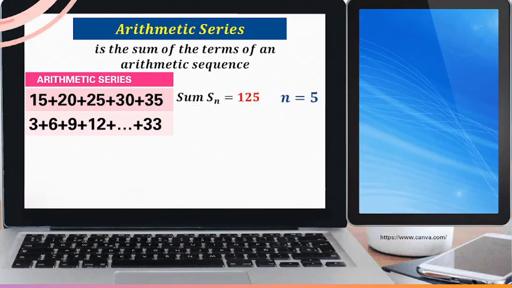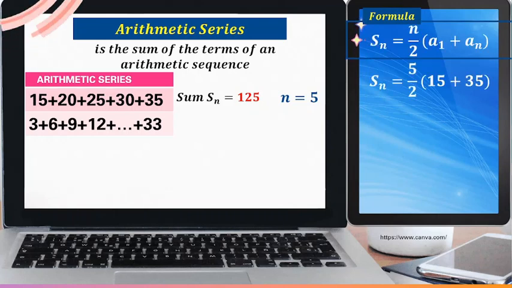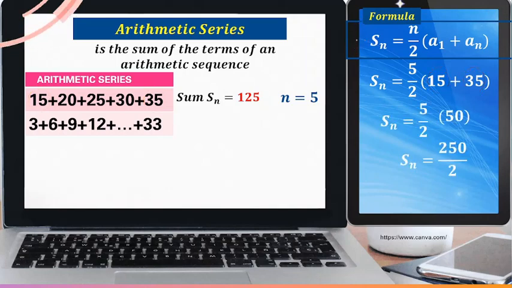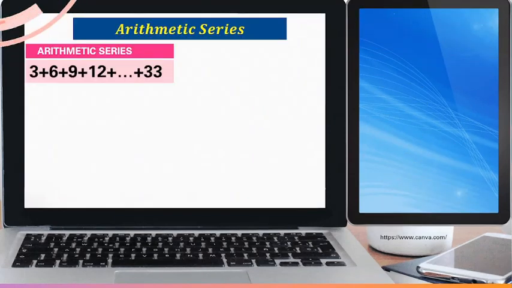So, to get the sum of the given arithmetic series, the sum is 125. The first term is 15, the last term is 25, and the value of n is 5. So, 15 plus 35 is equal to 50. 50 times 5 is 250 divided by 2, 105. How about the second arithmetic series?